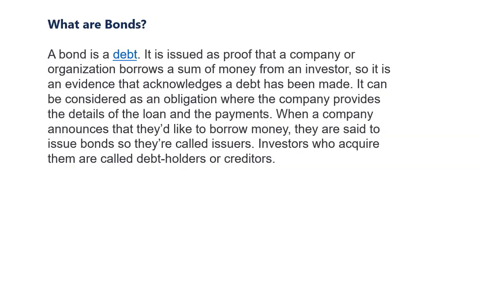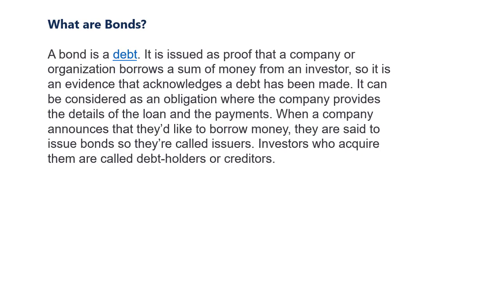Prior to that concept, before we tackle some examples, we will discuss some concepts like bonds and stocks, because throughout the examples we're going to encounter these financial terms. So what are bonds? A bond is actually a debt, utang. It is issued as proof that a company or organization borrows a sum of money from an investor, or from us maybe, or whoever wants to invest in bonds. So it's evidence that acknowledges the debt has been made.